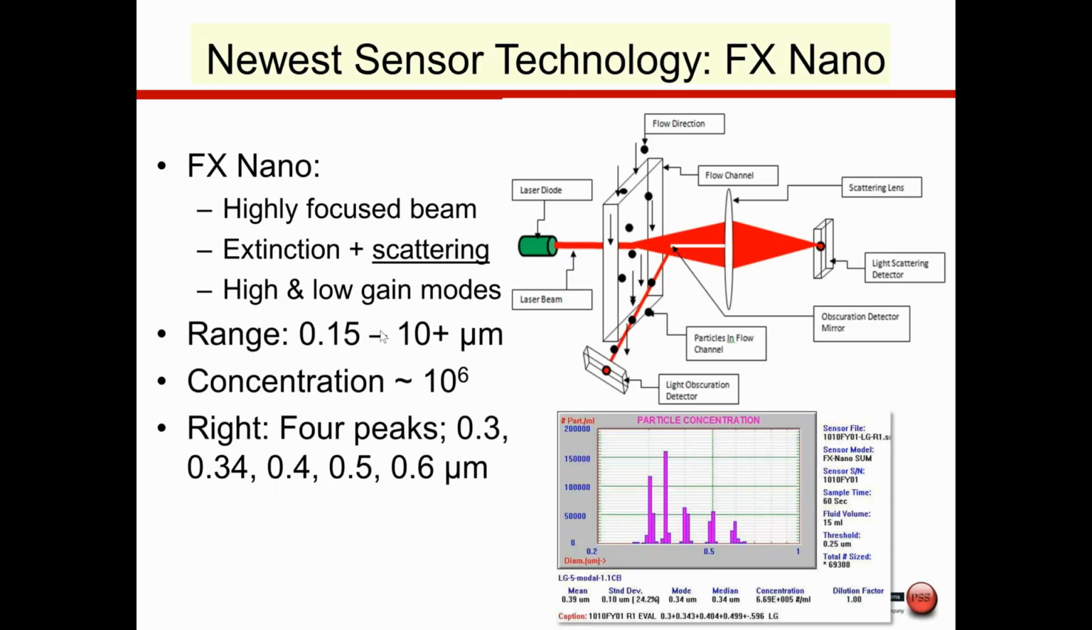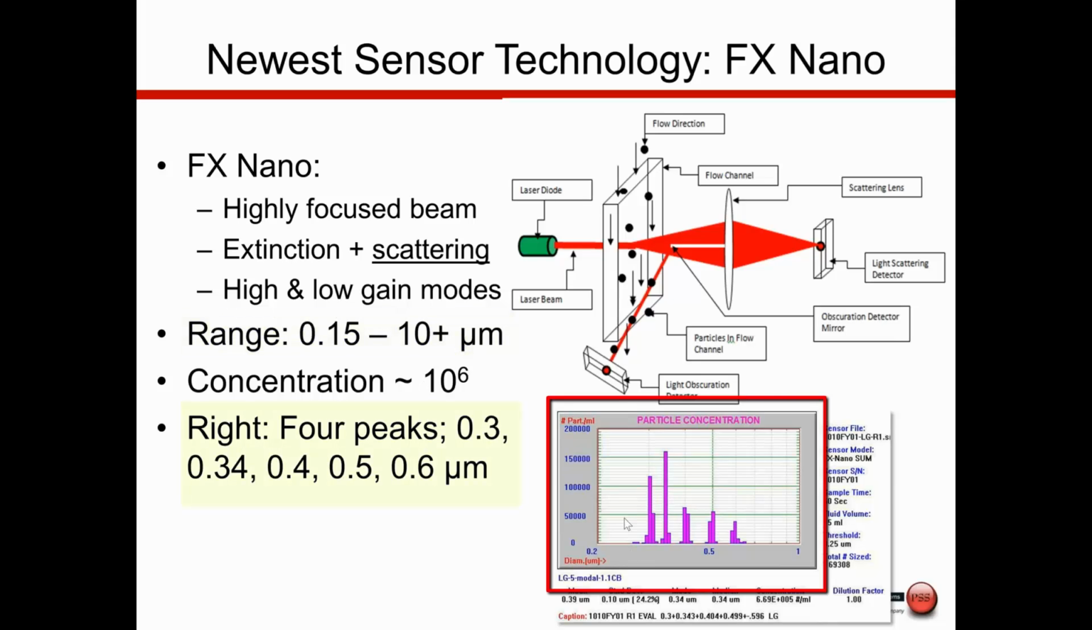The next development in our sensors was the FX Nano. And this is where we have a focused laser beam, but we have extinction plus scattering. So an extinction plus a scattering detector, and here we're getting most of the information from the scattering detector. Since we're focusing the laser beam, we can still work at these high concentrations on the order of 10 to the 6 particles per ml. And this sensor gets us down to 0.15 microns, or 150 nanometers. So here we have the ability to measure smaller particles at a very high concentration.